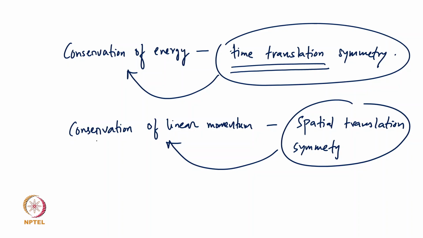This translational symmetry corresponds to the conservation law, which is the conservation of linear momentum. The other conservation law that we come across is the conservation of angular momentum.